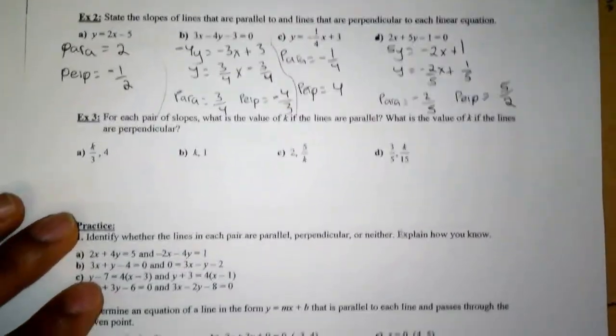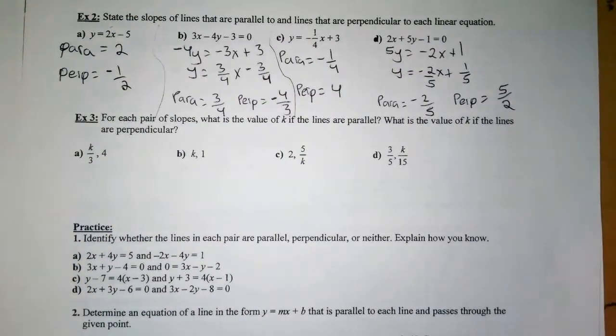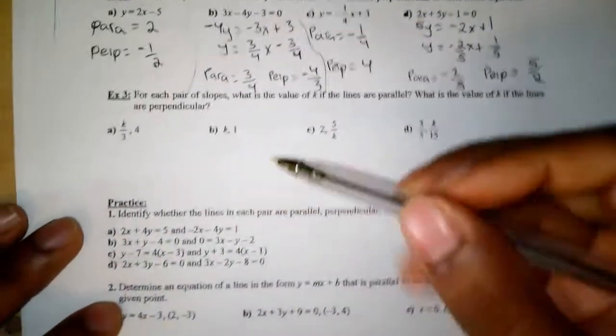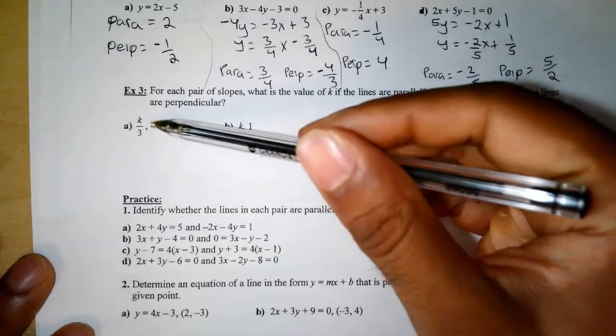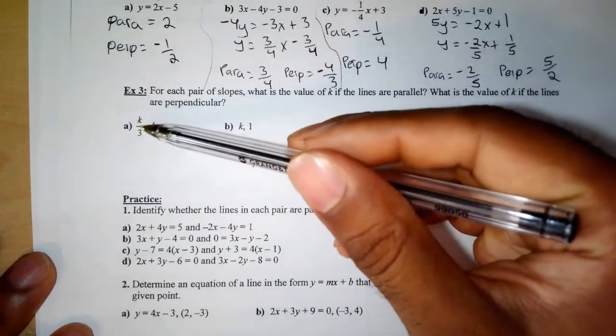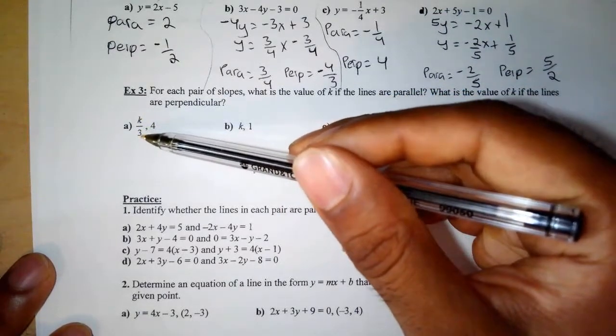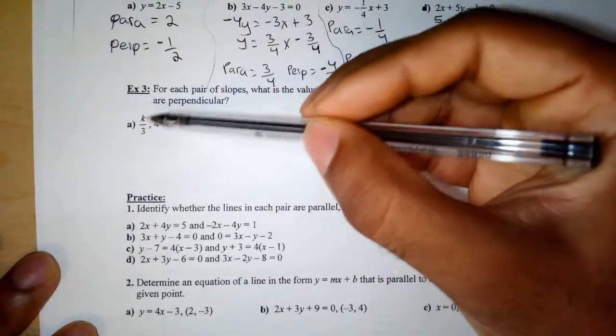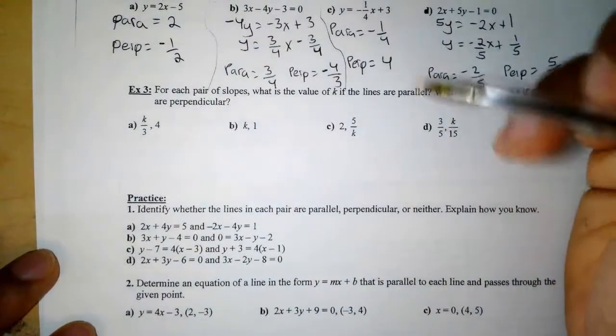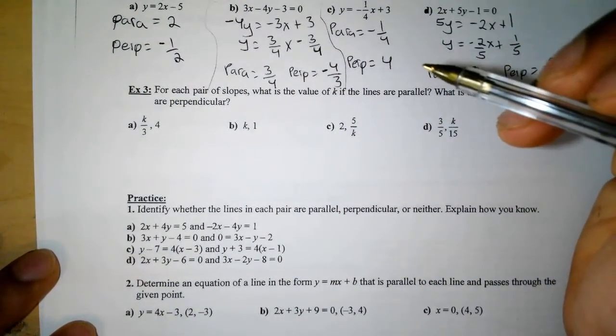Let's do example 3. For each pair of slopes, what is the value of k if the lines are parallel? What is the value of k if the lines are perpendicular? It looks like they're giving us the slopes of two different lines. They're asking, what does k have to be in order for these to be parallel, and what does k have to be if these two lines are perpendicular? So slope 1, slope 2. What does k have to be if it's parallel?